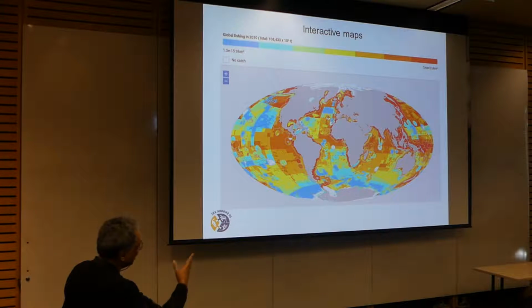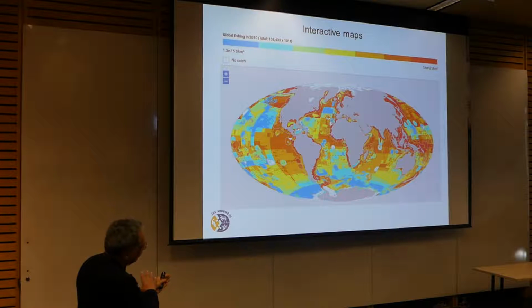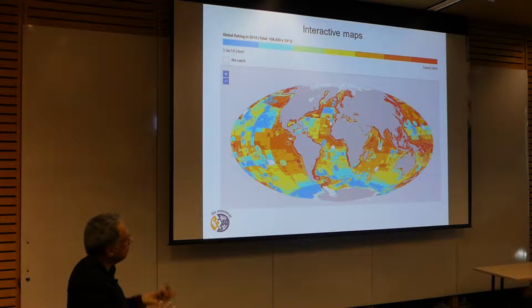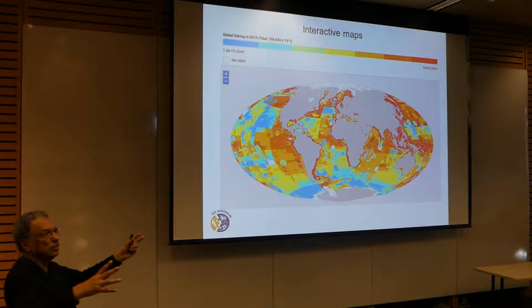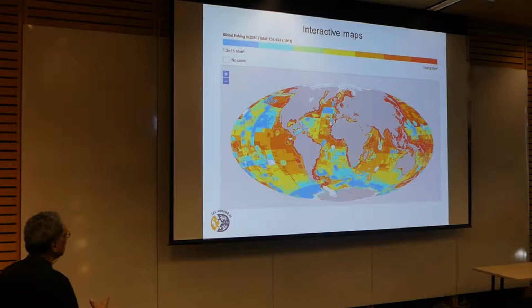And with the interactive mapper here, they change over time. You can see the expansion of fisheries in time and space from 1950.